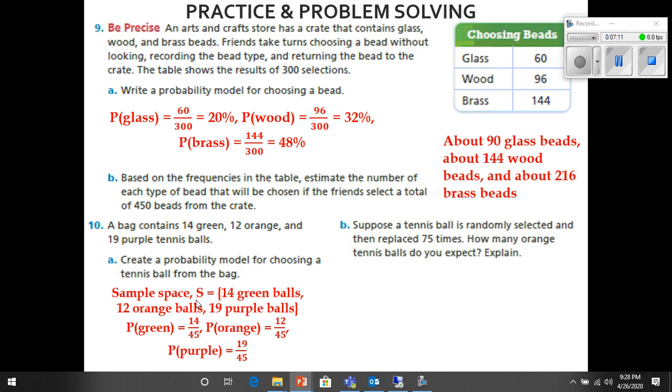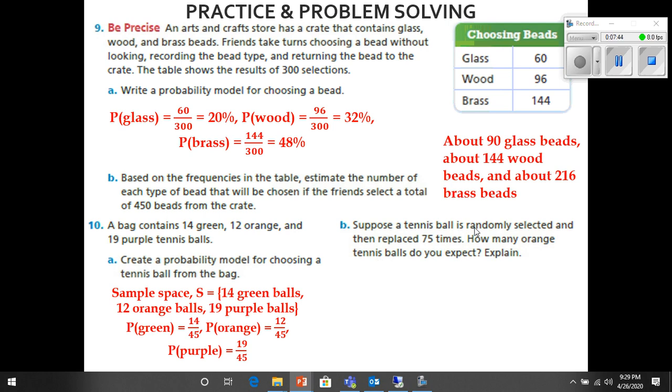The sample space, they're wanting you to put what they would be for each of them, choosing a tennis ball from the bag. What they should have said was each type of ball. So let's see. We've got the sample space would be 14 green balls, 12 orange balls, and 19 purple balls. That would be 14 out of 45 for the green balls, 12 out of 45 for the orange balls, and 19 out of 45 for the purple balls.